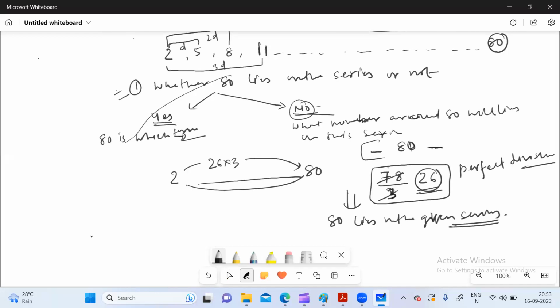Okay. And the second question, if it is yes, then 80 is which term? You can easily say that if 80 is 26 times the common difference away from the first term, then 80 is, of course, the 27th term. So is it clear to everyone? Please tell.